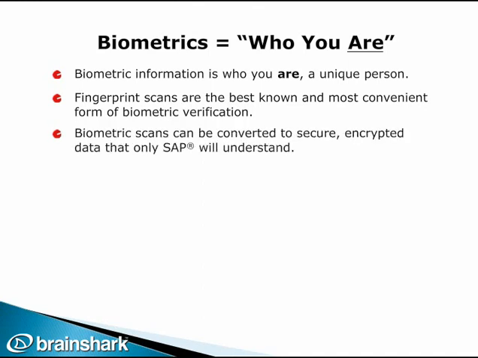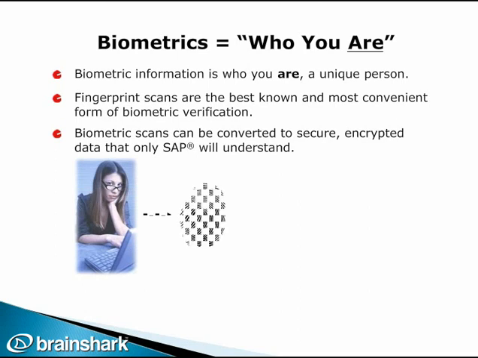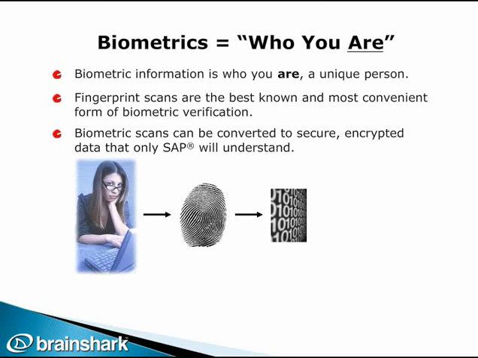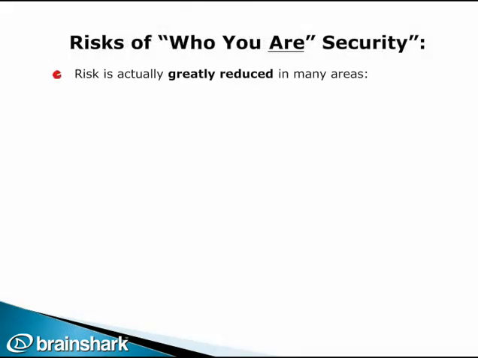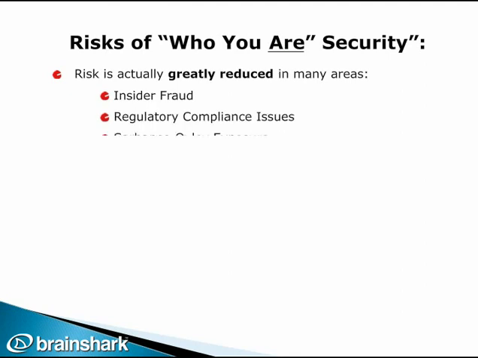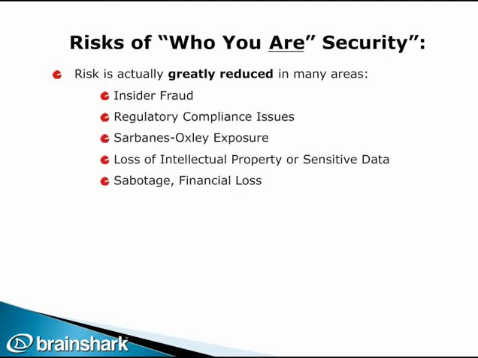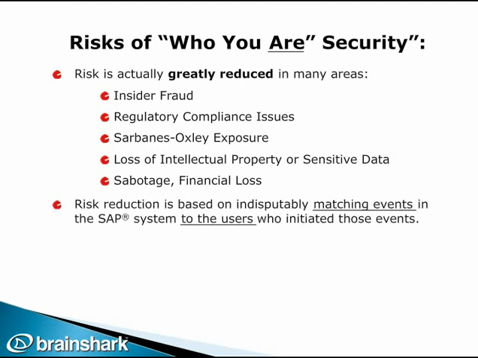This is also called biometrics, and the best known and most convenient technique is fingerprint scans. These scans can be transformed into encrypted templates that uniquely identify a user in your system while keeping the user's data private. A biometric template is unique to a person as opposed to a theoretical user profile. With this third category of security techniques, risk is actually decreased in the areas listed. Especially the risk of insider fraud is decreased, which is the greatest danger to many organizations.